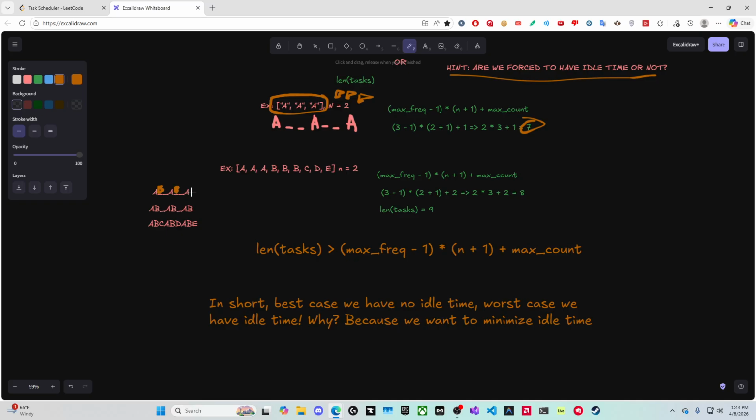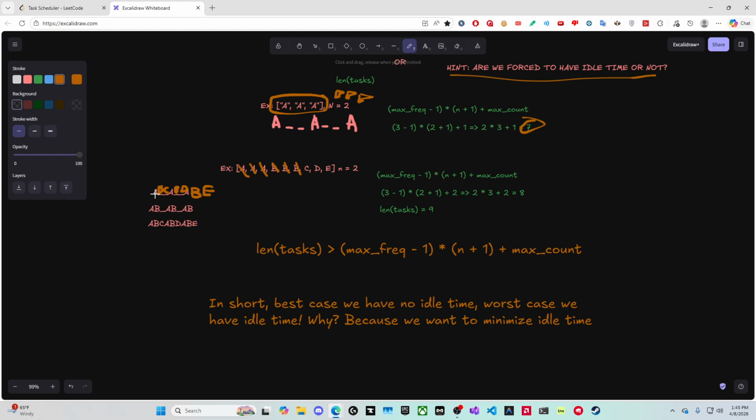We can't add a B here. We actually have to add it here, okay? And so we use 1, 2, 3, 1, 2, 3. Okay, now we have C, D, and E. So we had C here, we had a D here, and then we add an E here, right? That's how we use up all the tasks.